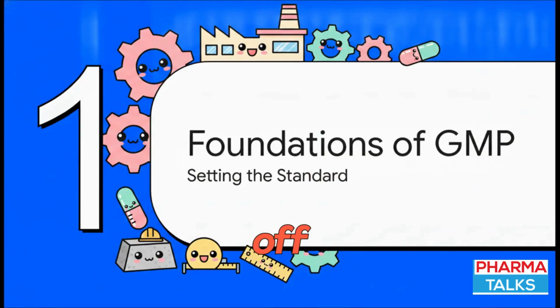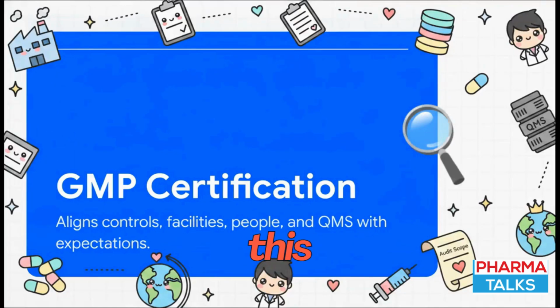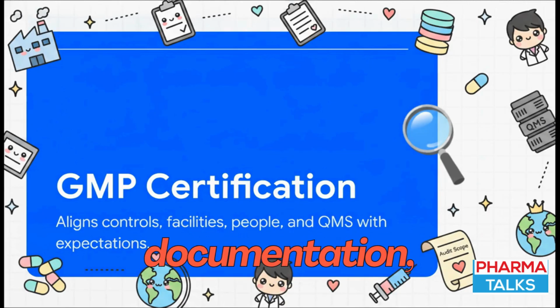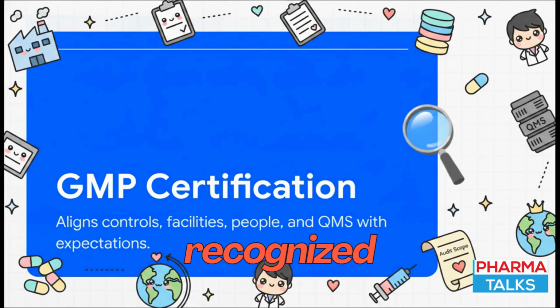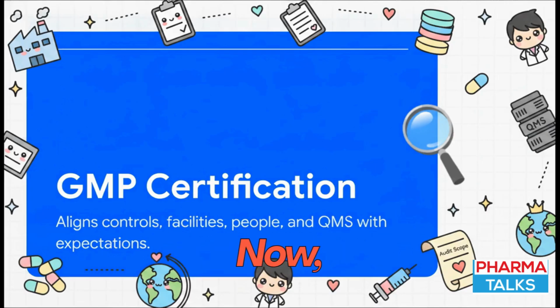All right, kicking things off with Section 1, Foundations of GMP, Setting the Standard. So what does this all mean? Well, GMP certification confirms that your manufacturing controls, your facilities, documentation, your people, and your quality systems all perfectly align with recognized expectations. Now, you might be wondering if this is just a one-and-done deal.